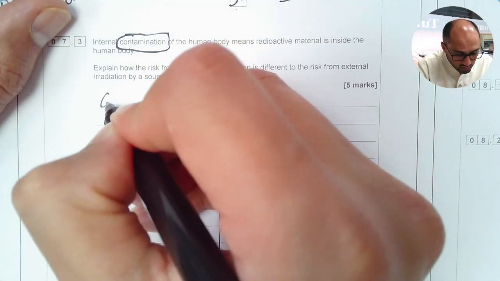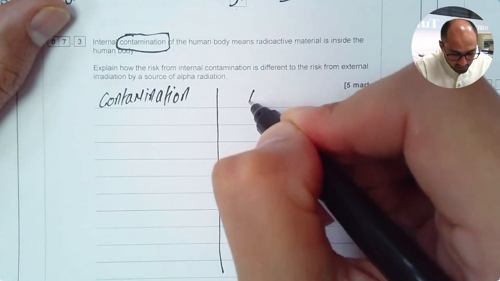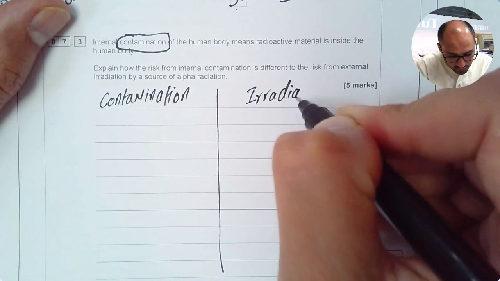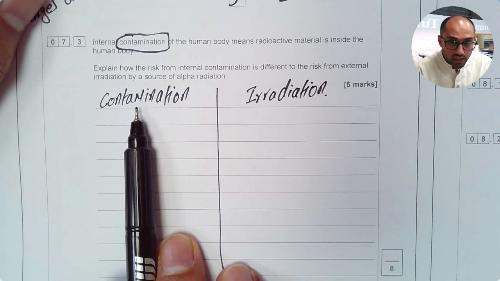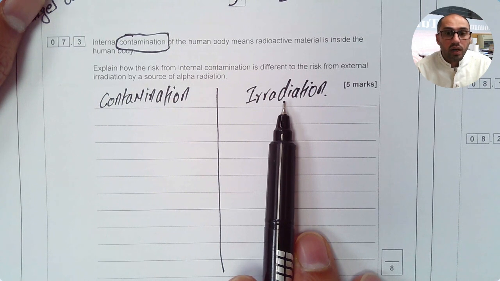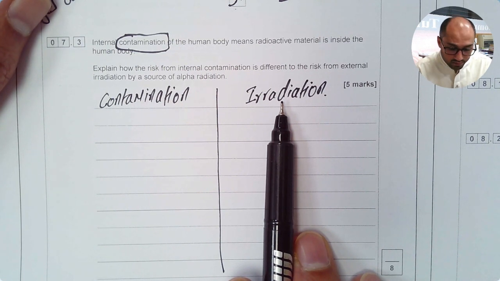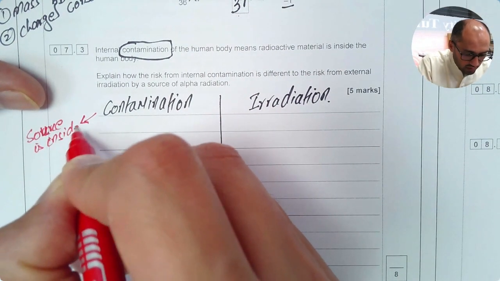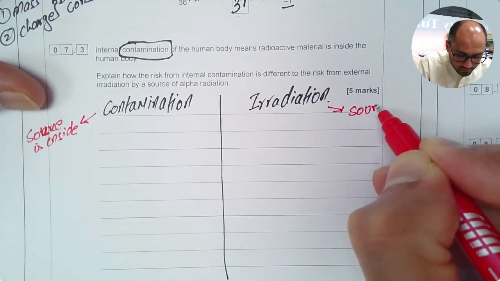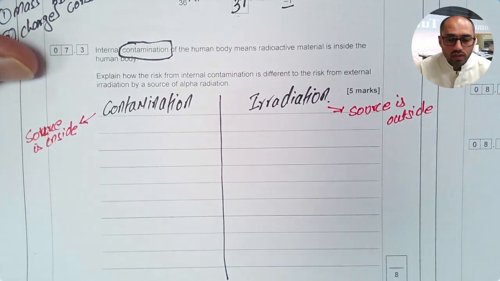First one will be about contamination, and the other one will be irradiation. Now remind yourself, contamination means when the source becomes part of your body. Irradiation means the source does not become part of your body, but your body is only exposed to the source, which is radioactive, for a short period of time. So I can say here source is inside, here I'll say source is outside. And based on this information, I'm going to now structure my answer.